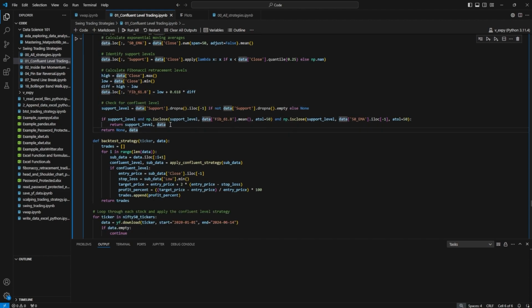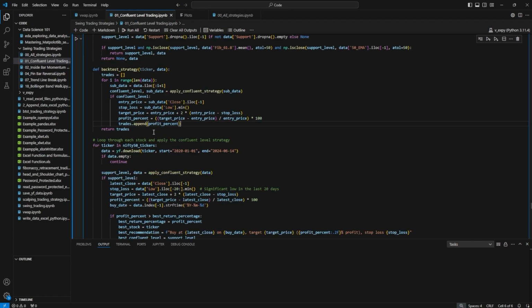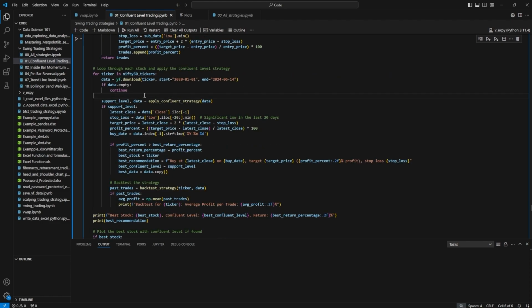It's straightforward. If these two points, the support level and the Fibonacci level, are close, here I made the value points as 50, so there can be a difference of 50 when we compare these two points. The same goes for the support level and the 50 exponential moving average. So this is what the backtest strategy is doing. After that, we loop through each ticker. This is the main starting point of the whole code.